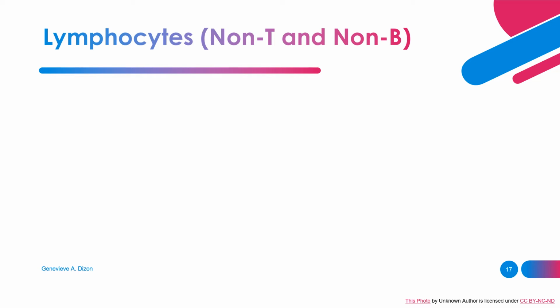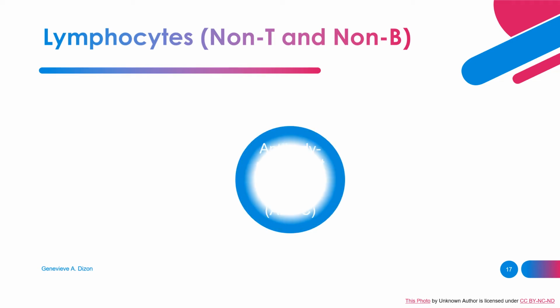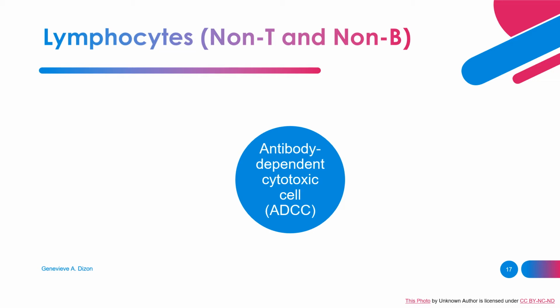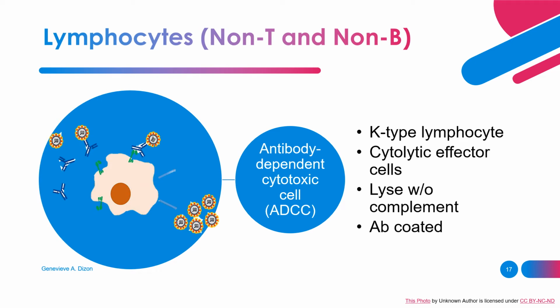The last type of non-T and non-B lymphocytes would be the antibody-dependent cytotoxic cell or the ADCC cell. These cells are also known as the K-type lymphocyte. These ADCC cells require an effector cell or cytolytic effector cells. Examples of cytolytic effector cells would be the macrophage, natural killer cells, eosinophils, and neutrophils. ADCC cells are able to lyse target cells without the complement, and they can also lyse antibody-coated target cells if there is direct contact.